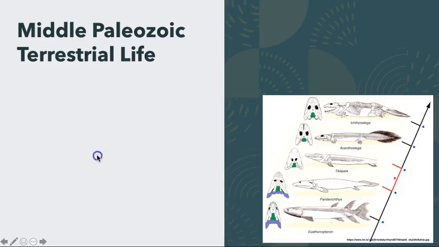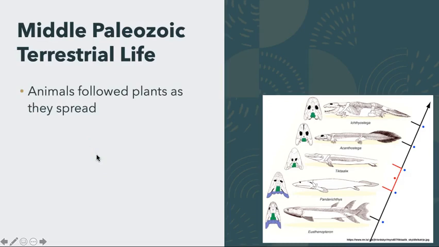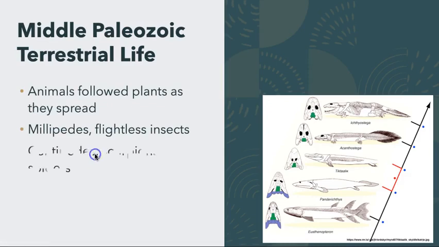As vascular plants spread across the landscape, animals evolved to feed on their decay. These included millipedes and flightless insects, to which later arthropods adapted and became carnivorous, such as centipedes, scorpions, and spiders.